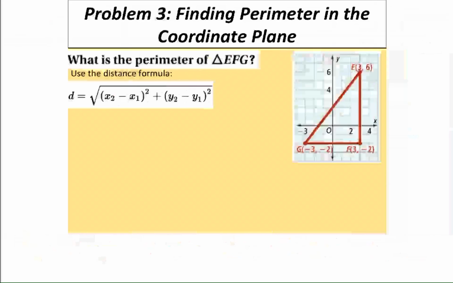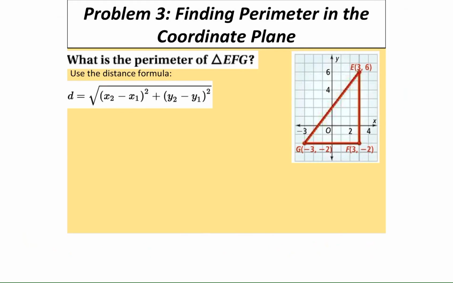So we want to find the perimeter of this triangle in the coordinate plane. We can use the distance formula to find the length of these segments. We do not have to use the distance formula for everything, though. Here's a little bit of a trick. Since this triangle has two sides, one that's a horizontal line and one that's a vertical line, you can just count to see how long it is. So 1, 2, 3, 4, 5, 6. That one has a length of 6. 1, 2, 3, 4, 5, 6, 7, 8. That one has a length of 8.